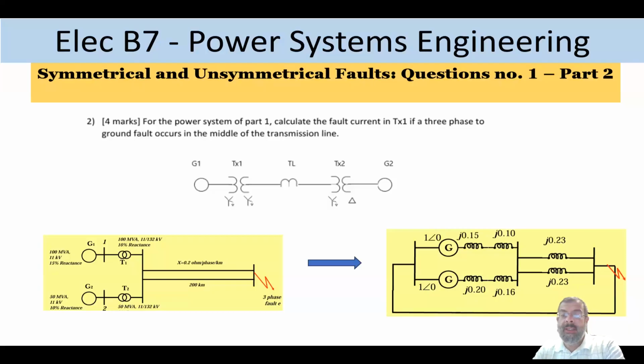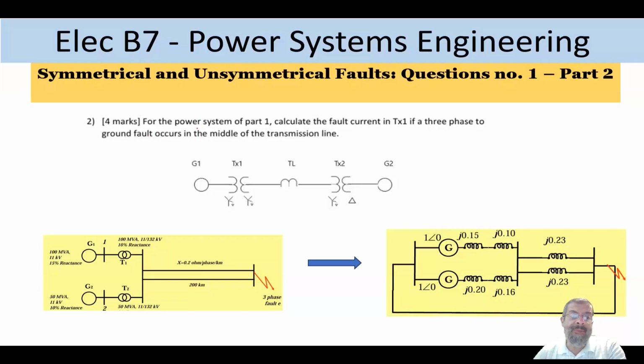This is basically a recent PEO question. It's about symmetrical and unsymmetrical faults. I solved the first part where we found the per unit impedances for positive, negative, and zero sequence circuits. Now, in part two, we will be using the information that we have gained from part one in solving this part and the coming part as well, so that it will be part three of this question.